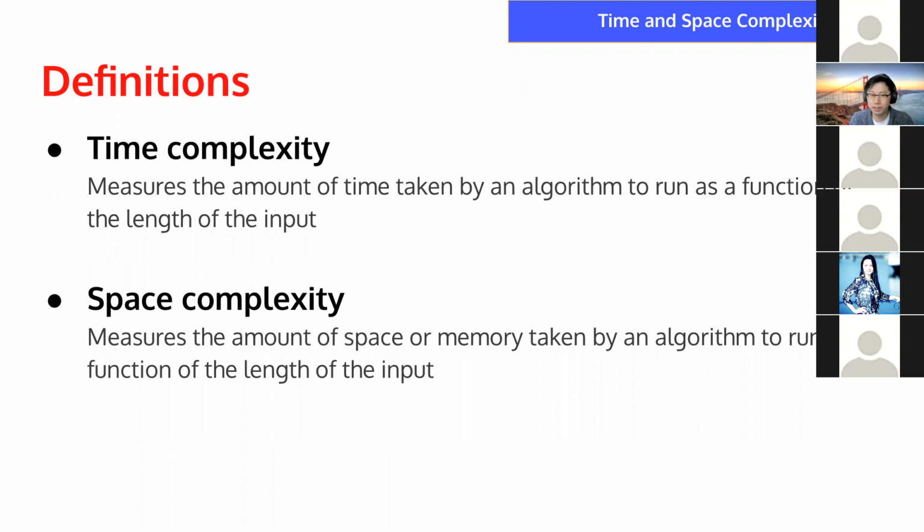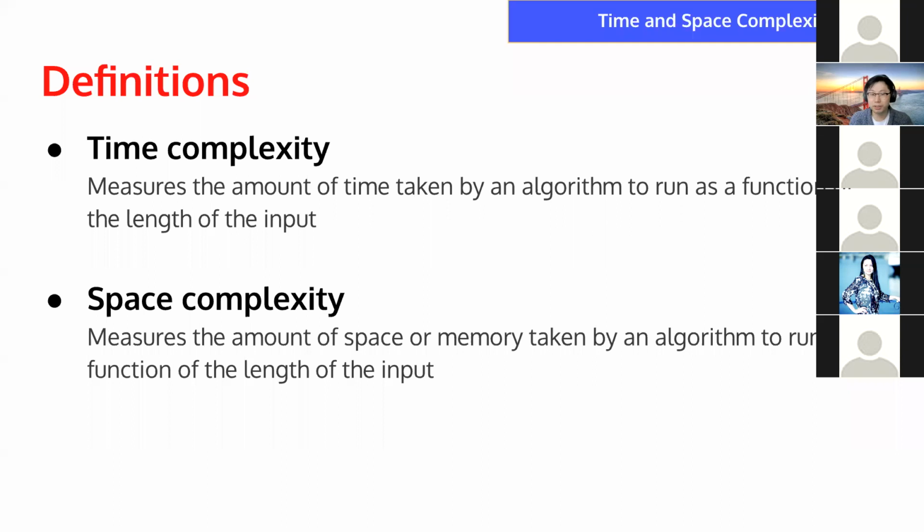So first, time complexity. Time complexity measures the amount of time taken by an algorithm to run as a function of the length of the input. That also sounds like a pretty hard explanation, but to make the story short, it basically measures how fast your code runs in relation to the size of your input.